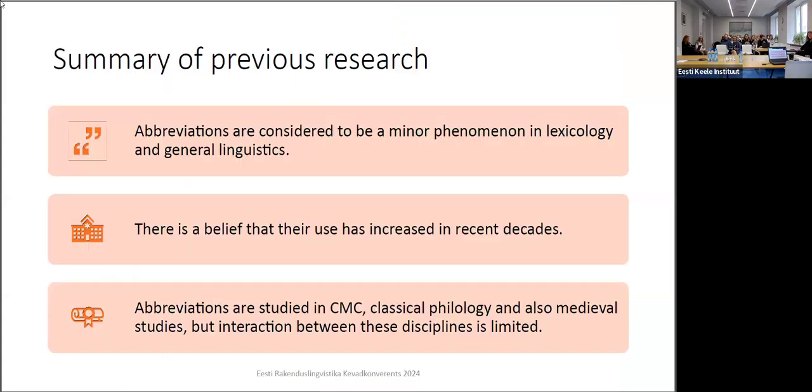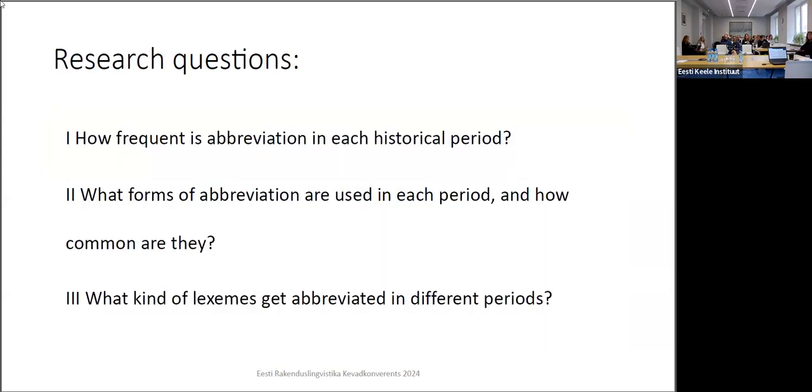So to summarize, abbreviations are considered in a lot of linguistics to be a minor phenomenon in lexicology and general linguistics. There is a general belief that it's a modern phenomenon, and that increasingly modern language is abbreviated. Abbreviations have been studied quite a bit in CMC, so there are more recent publications on Twitter and things like that, as well as in classical philology and medieval studies, but these disciplines are pretty compartmentalized and don't necessarily interact with each other or know what each other are doing. So the plan with this study was precisely to address that: for once, to take abbreviation as something present in written communication and see how it works.